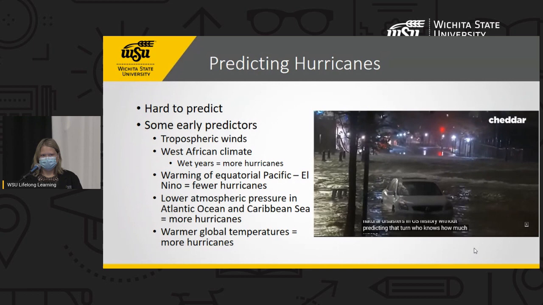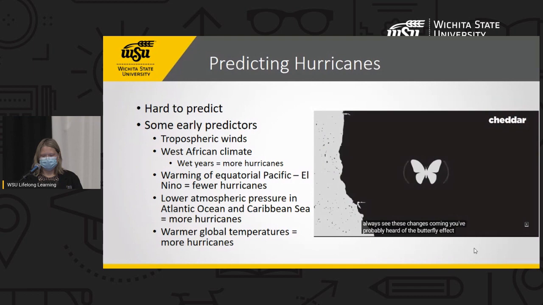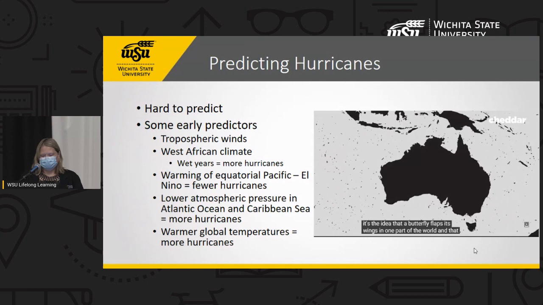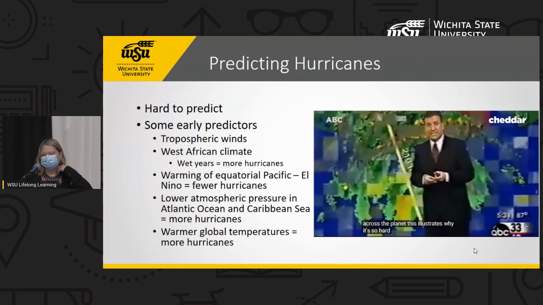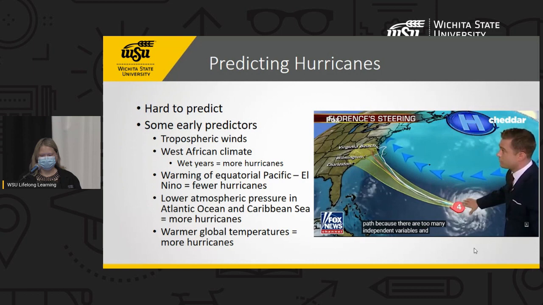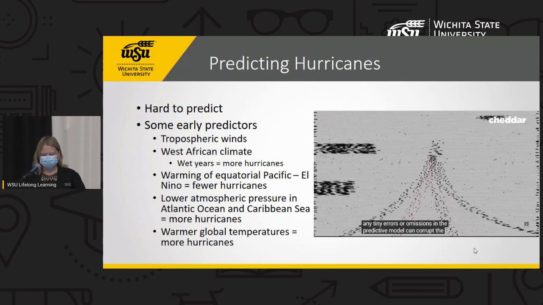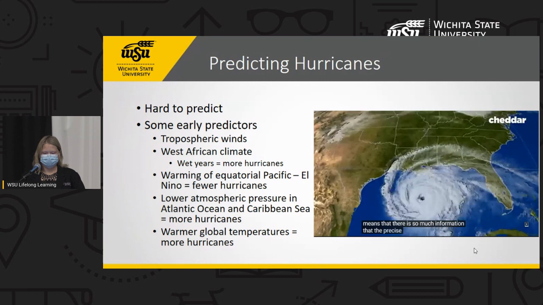You've probably heard of the butterfly effect. It's the idea that a butterfly flaps its wings in one part of the world, and that movement can have unforeseen effects across the planet. This illustrates why it's so hard to predict a hurricane's path. Because there are too many independent variables and too much data. Any tiny errors or omissions in the predictive model can corrupt the algorithm. It's called chaos theory. It means that there is so much information that the precise movements are impossible to predict.